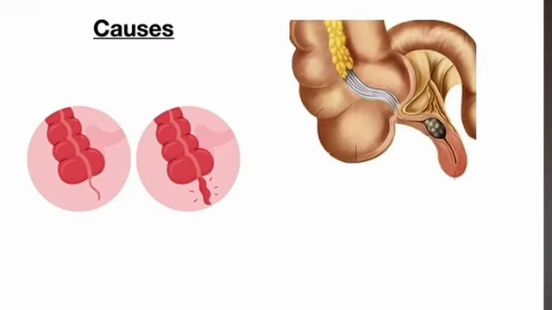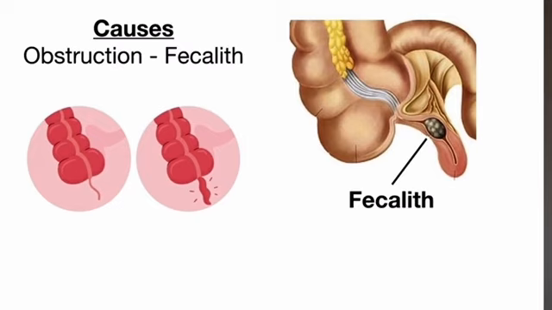So what causes appendicitis? Typically, appendicitis is caused by some kind of obstruction, and we're going to talk about those downstream effects here in a second. The most common type of obstruction is a fecalith. This is a piece of stool that gets stuck in the appendix.